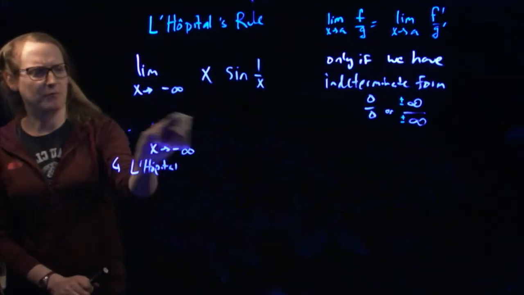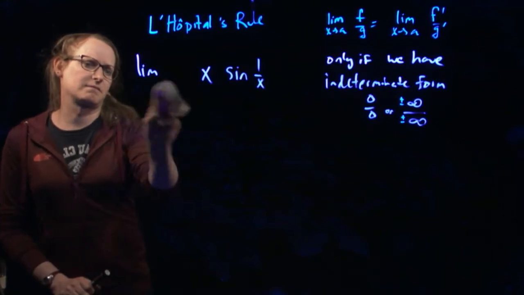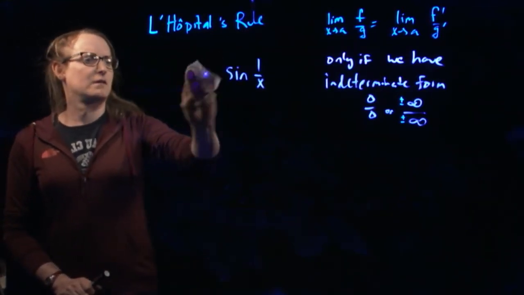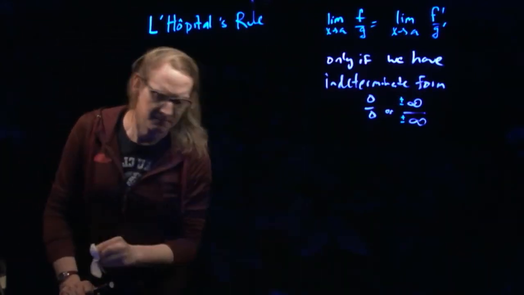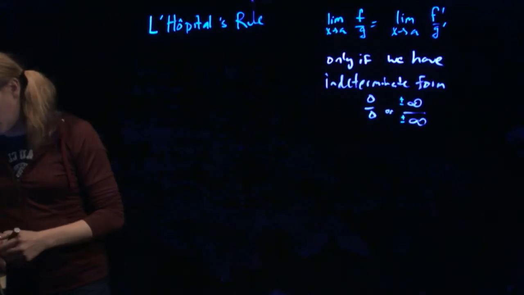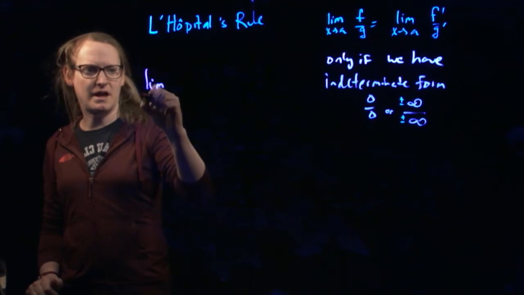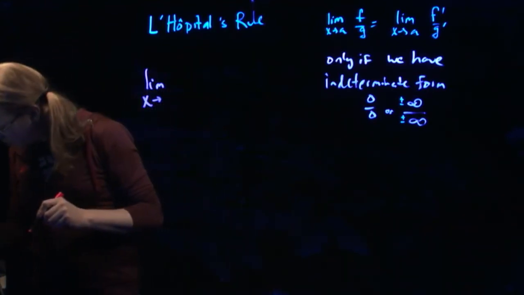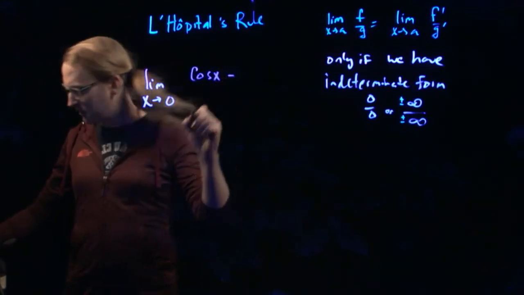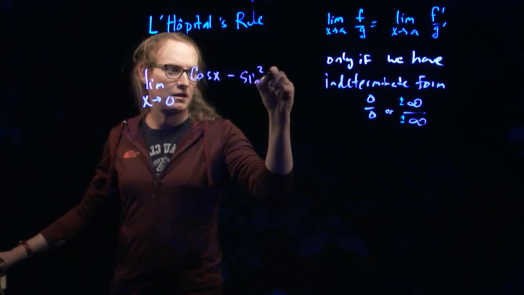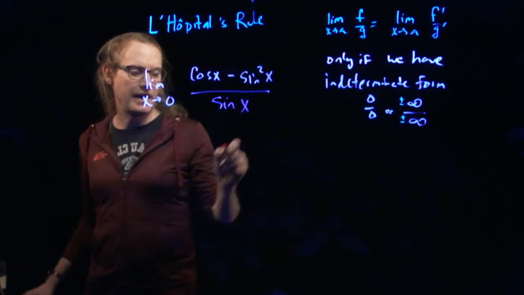So one of the cautions with L'Hopital's rule is to be careful that you actually have indeterminate form. So let's consider the following example. Let's take the limit as x goes to 0 of cosine x minus sine squared x all over sine x.